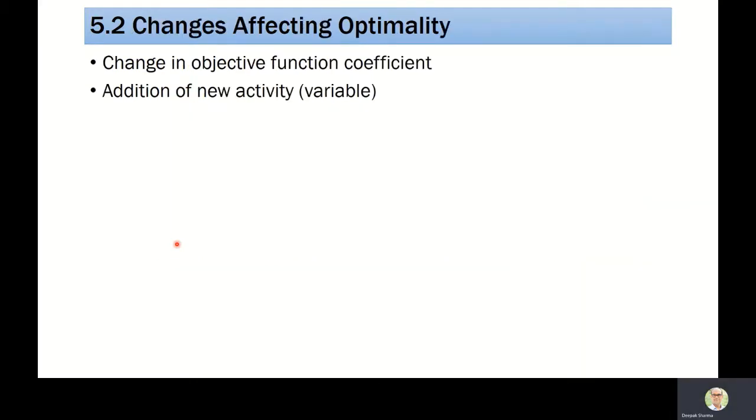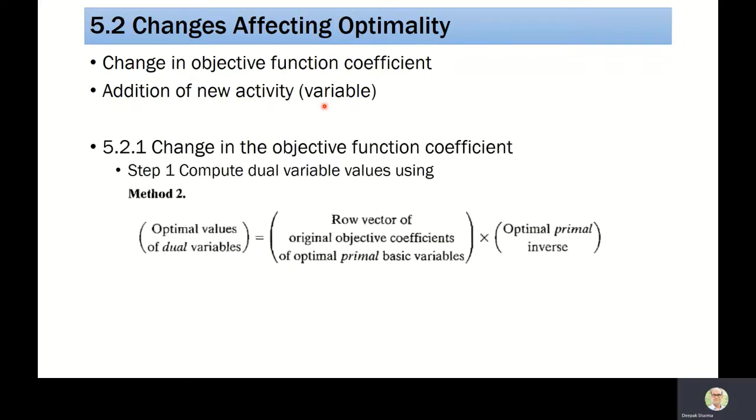After that, we are now moving to the changes affecting the optimality. Now the optimality can be affected if we change the objective coefficient, and that can make our current optimum solution non-optimal. In that case, there could be another non-basic variable which can enter into the simplex table, or there will be a new activity or a new variable in the system. So let us take one by one. So, changes in the objective coefficient.